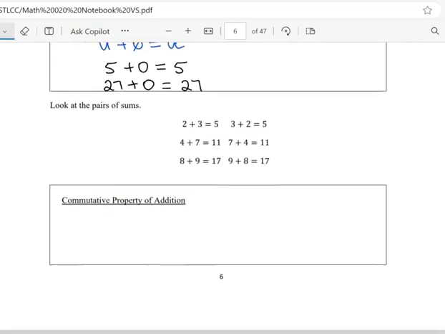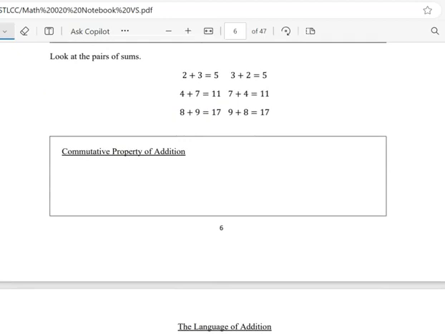The next property that we're going to look at is the commutative property of addition. Before we look at that, let's take a look at these examples. Examples 1, 2, and 3. You added 2 and 3 and you got 5. So is 3 plus 2. If you add 4 plus 7, you'll have 11. So is 7 plus 4; you will have 11 as well. And finally, when you add 8 plus 9, you get 17. But so is 9 plus 8 equals 17.